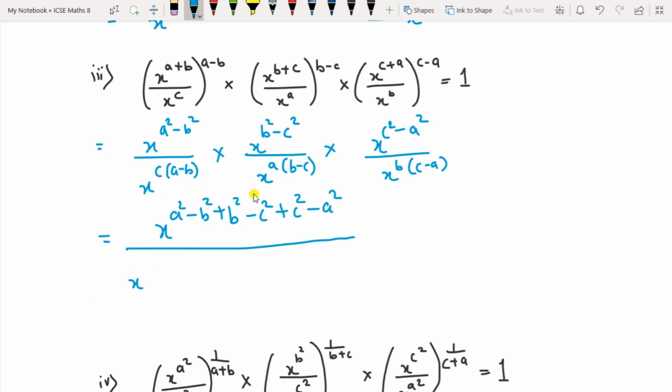and add all these denominators, so it becomes ac minus bc plus ab minus ac plus bc minus ab. Now here you can see these are plus and minus, a plus minus a, and plus minus c here, and again here ac minus ac will get cancelled, plus bc minus bc, plus ab minus ab, that all get cancelled. So it will be x raised to 0 upon x raised to 0, so it is 1.